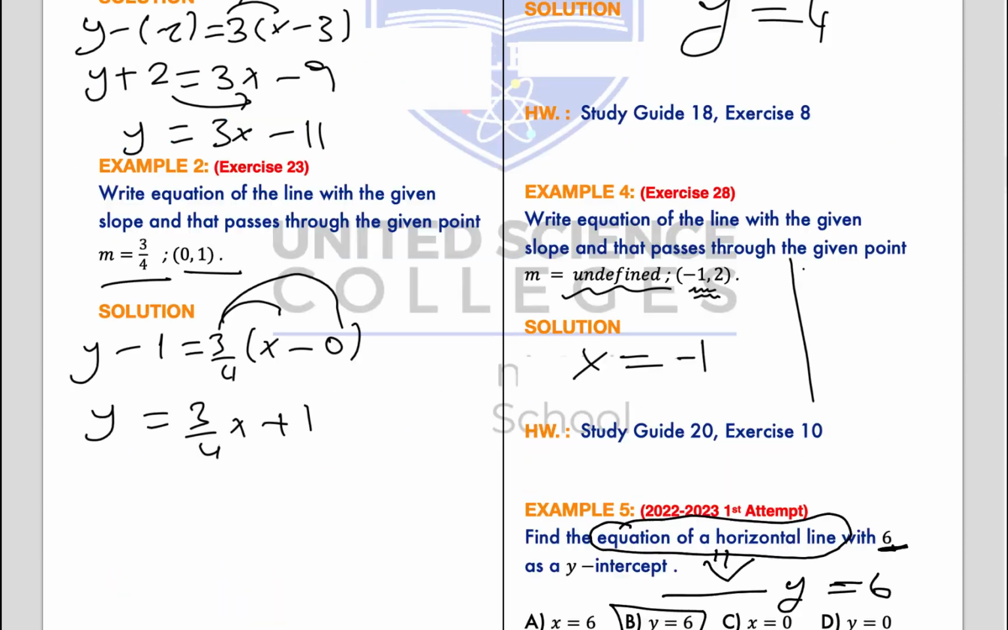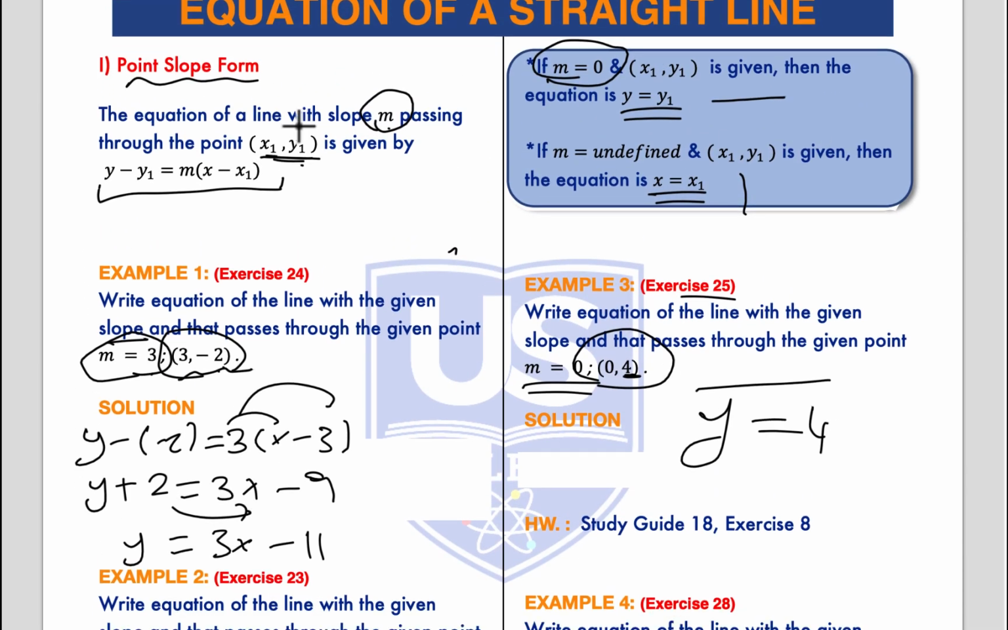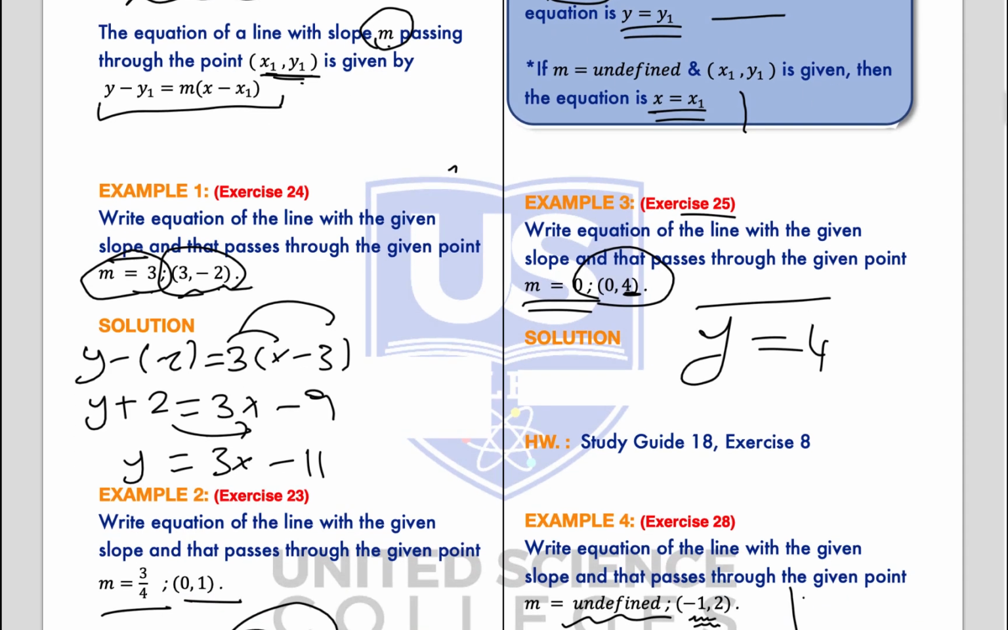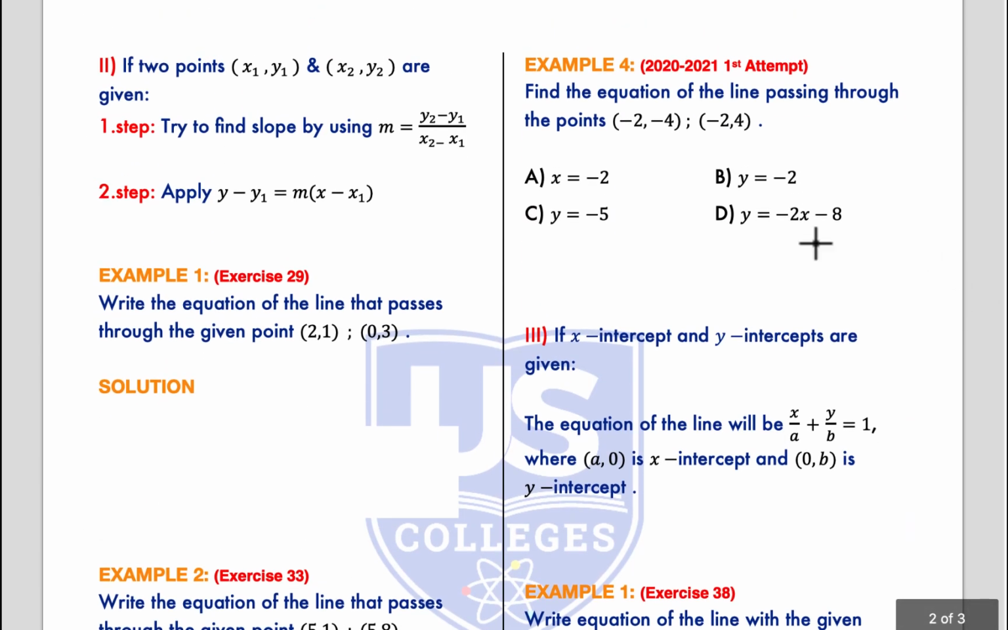Another form. This was the first form. It was point slope form. Slope is given, point is given. So use that information. Another form. In this form, we are given 2 points. No slope is given, just 2 points are given.